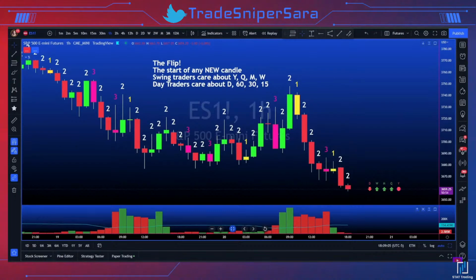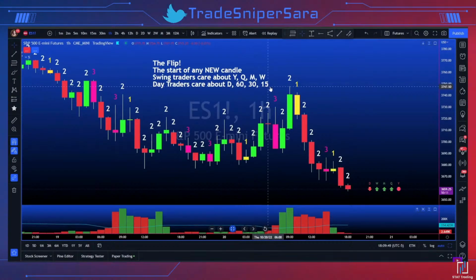So, what is the flip? The flip is the beginning of any new candle. This can be on any time frame. Depending on what kind of trader you are, will pique your interest on what candles are flipping. For instance, a swing trader is going to care about the higher time frame candle flips, such as the yearly, the quarterly, the monthly, and the weekly. And day traders typically care about the day and under, so the day, the 60, the 30, the 15.